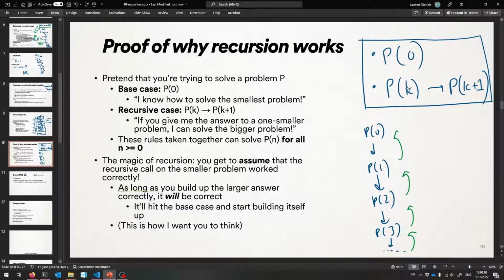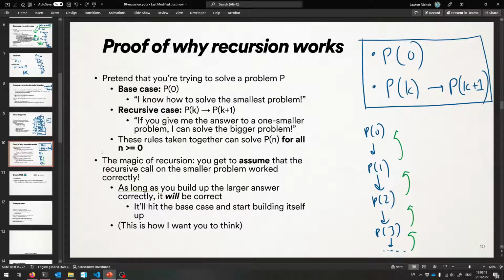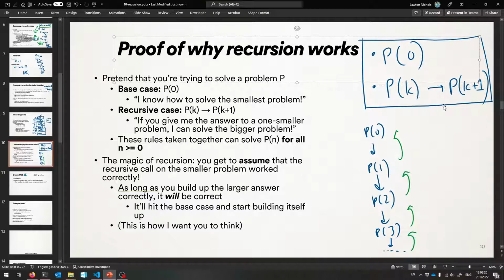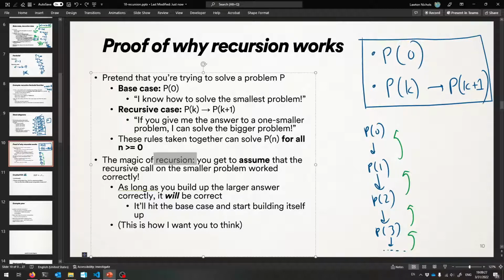Okay? So that's why it works. That's why you can solve any version of the problem with just a base case and a recursive case. I hope that makes a bit more sense now. And it's definitely the recursive case that is the harder one to wrap your mind around. I think we can all agree with that. There's kind of a bit of magic going on.